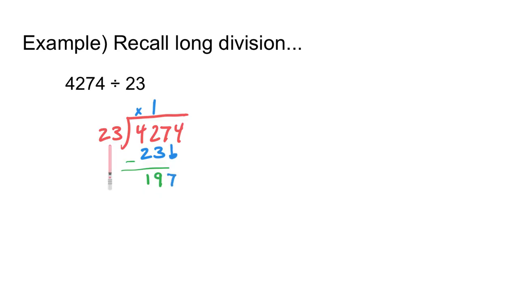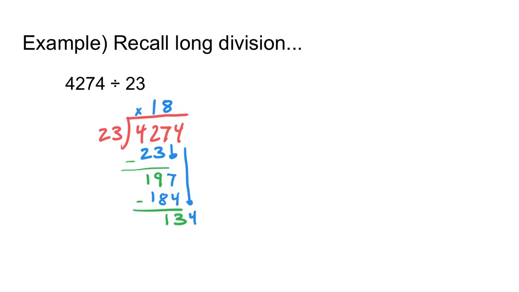We say, how many times does 23 go into 197? And 23 goes into 197 8 times. We'll repeat the process, 8 times 23, which is 184. We'll subtract 184 from 197 and end up with 13. We'll bring down our number, 4.